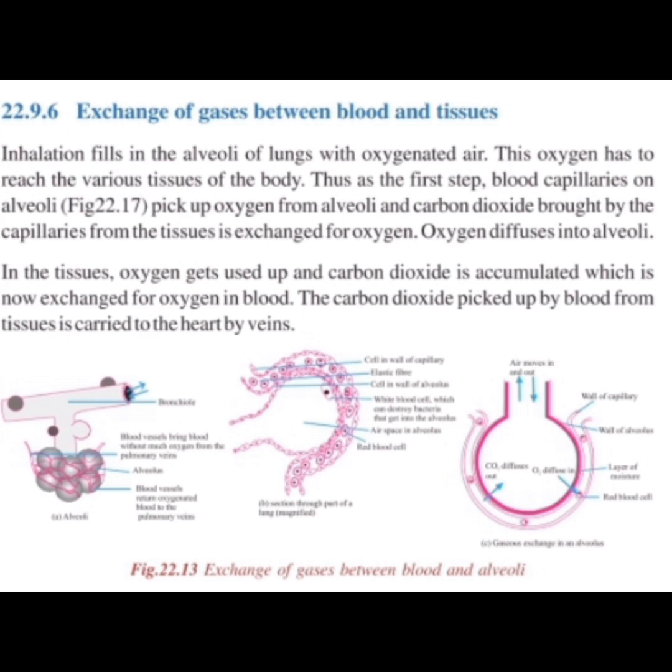So you can see the wall of capillary, wall of alveoli, and a layer of moisture and red blood cells. So the red blood cells, while traveling around this alveoli, are oxygenated here, and it takes the oxygen-containing blood to the pulmonary vein. So this happens in the alveoli, which is inside the lungs. So it is very much important.